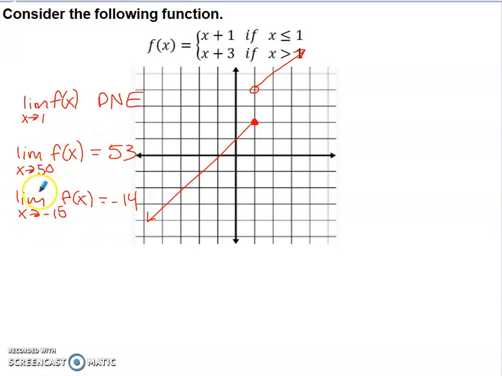These limits right here I would consider to be trivial. There's not a lot to them other than confirming nothing weird is going to be happening and getting your answer to the limit.